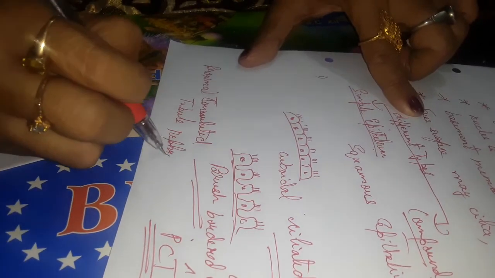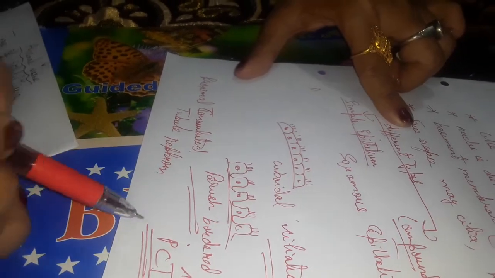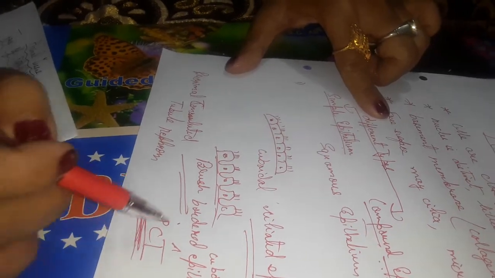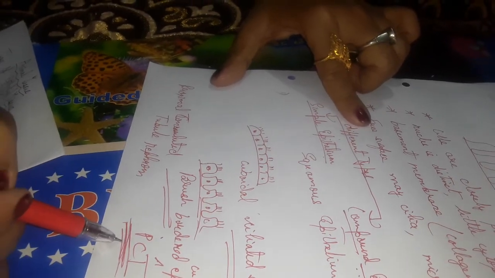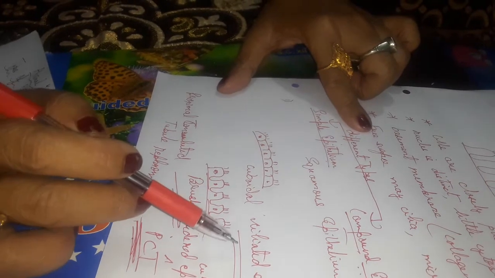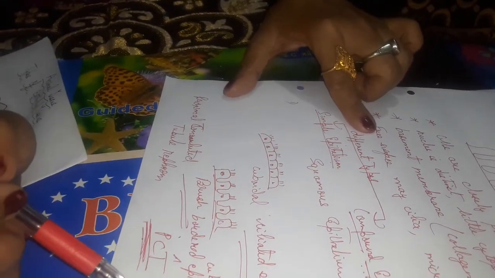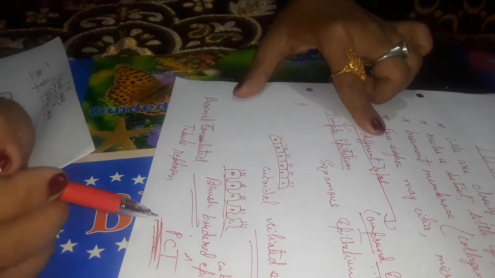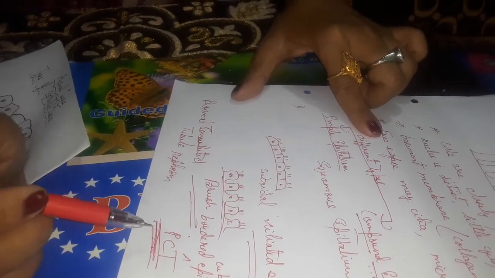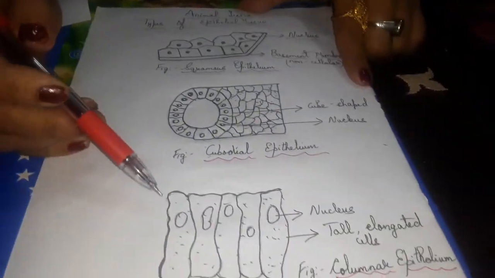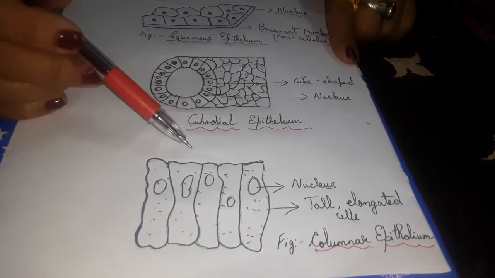Clear? So, from the name itself, since they are present in the tubular region of the nephron, it is usually concerned with absorption. As the nephric filtrate flows down through the tubular PCT, they reabsorb the water and other important minerals. Now, the next type is columnar epithelium.